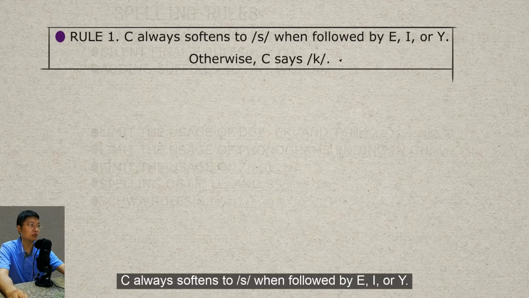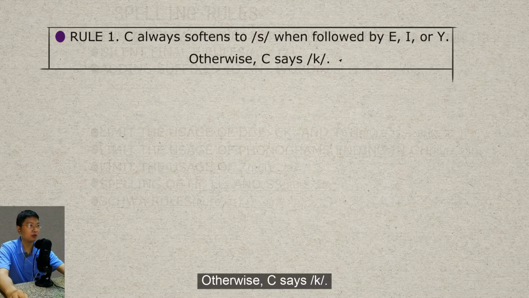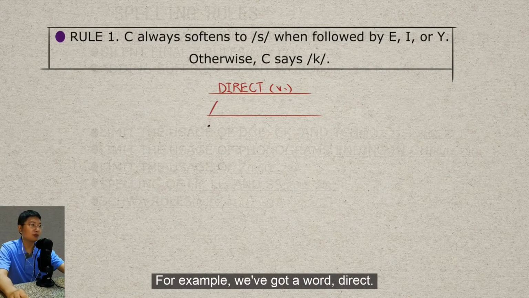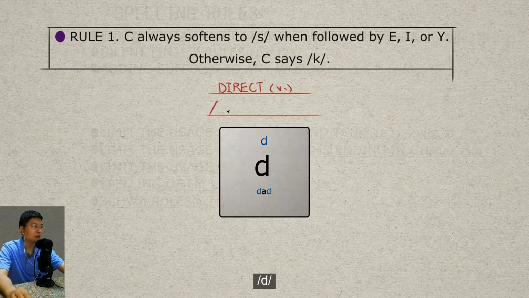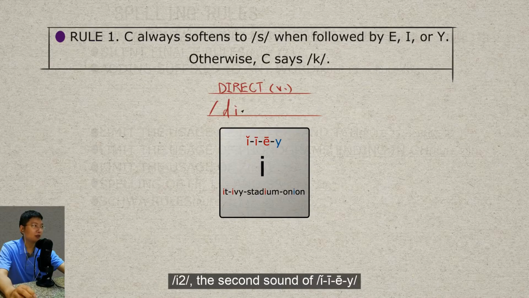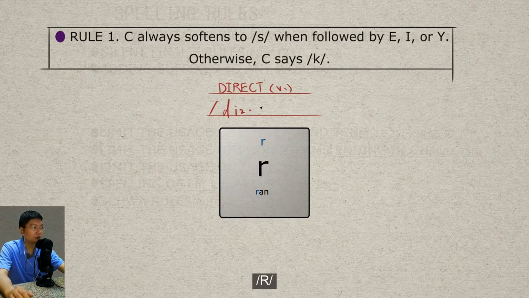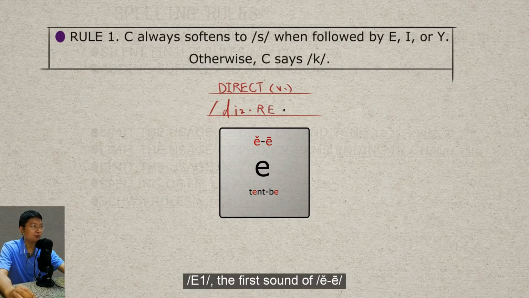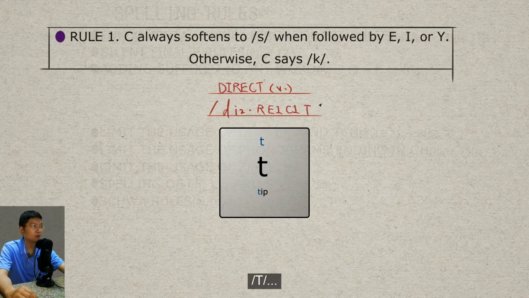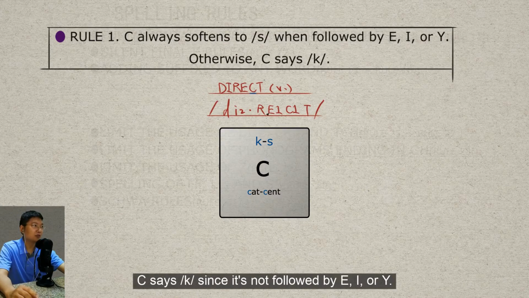C always softens to S when followed by E, I, or Y, otherwise C says K. For example, we've got the word direct. D, I, the second sound of I, E, Y. R, E, C, the first sound of C, K, S. T. Direct. C says K since it's not followed by E, I, or Y.